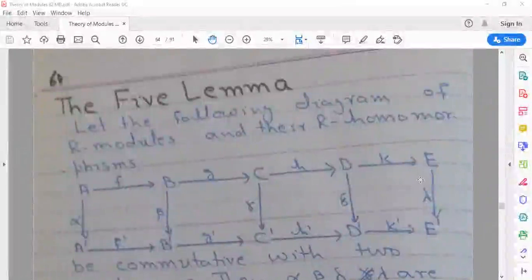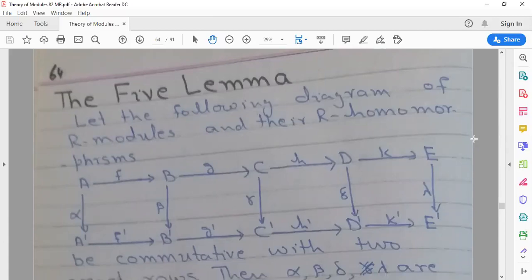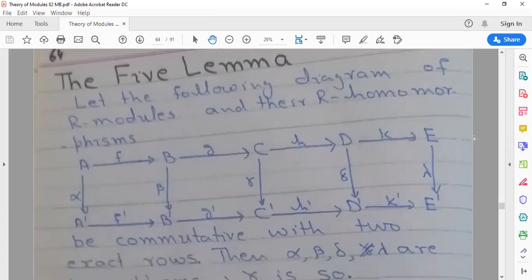Lemma 5 states: let the following diagram of R-modules and their R-homomorphisms. Basically, in lecture number 22, we studied lemma 3. In lecture number 23, we studied lemma 4. But in this lecture, we are studying lemma 5.